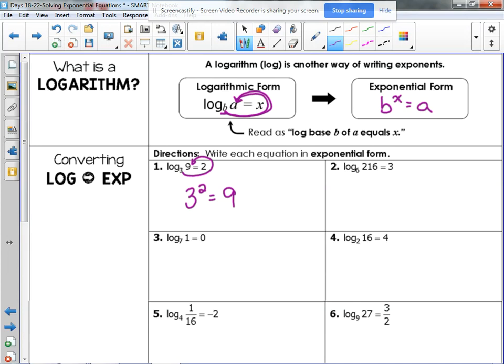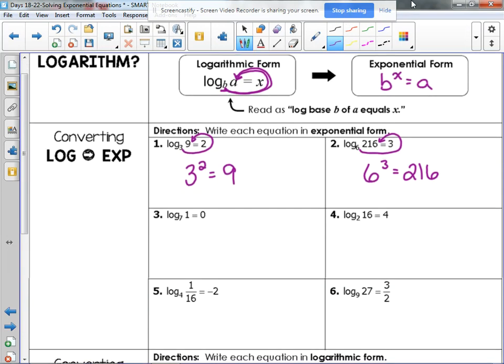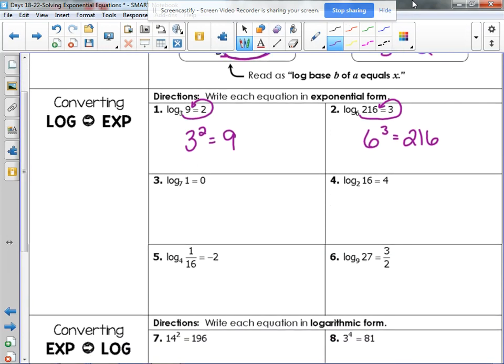Okay, let's look at number 2. Log base 6 of 216 is equal to 3. That is the exact same thing as saying 6 cubed is equal to 216. Let's do one more going from log to exponential. Number 3, log base 7 of 1 is equal to 0 is the exact same thing as saying 7 to the 0 power is 1. That's something that you should know.